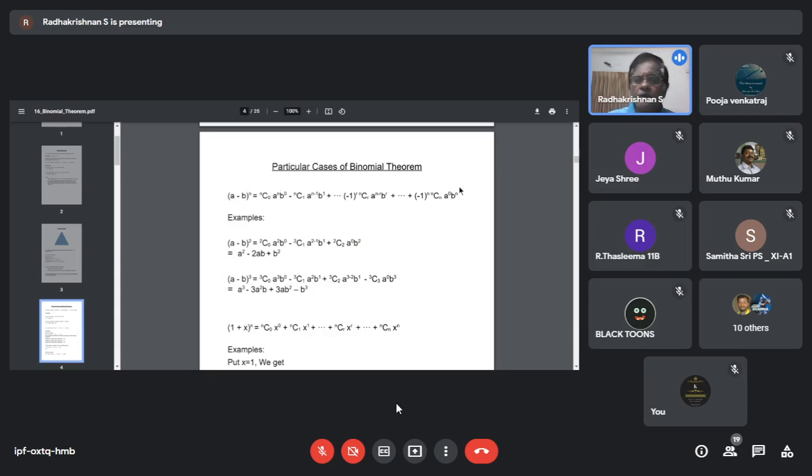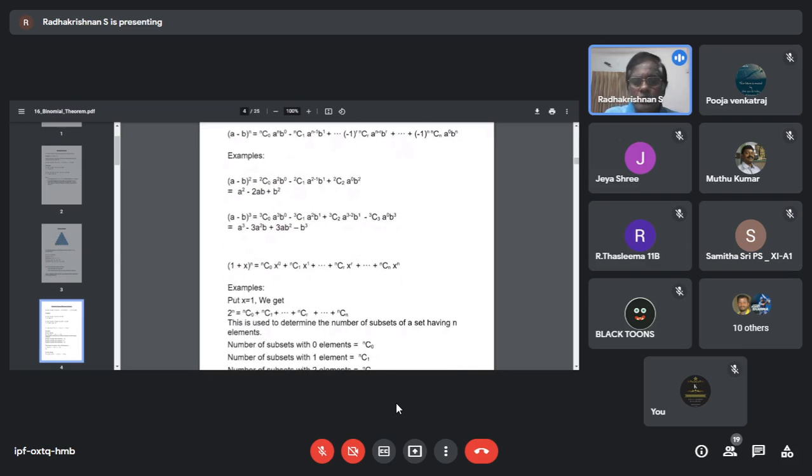We can write it generally like this. The r plus 1th term is minus 1 to the power of r, NCR, a to the power of n minus r, b to the power of r. Why is it the r plus 1th term? Because b is to the power of r, but we start from 0. That is why it is r plus 1, like I already mentioned.